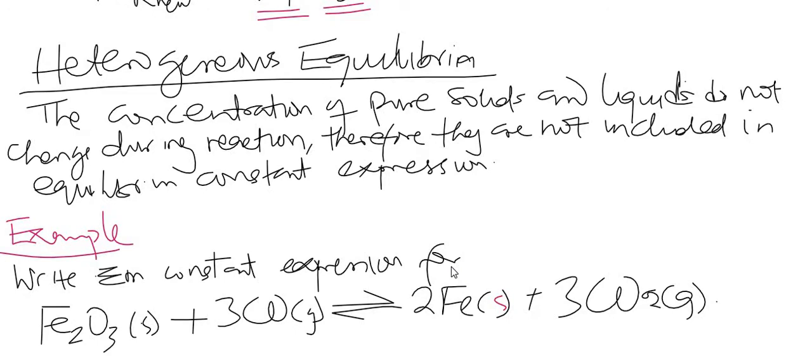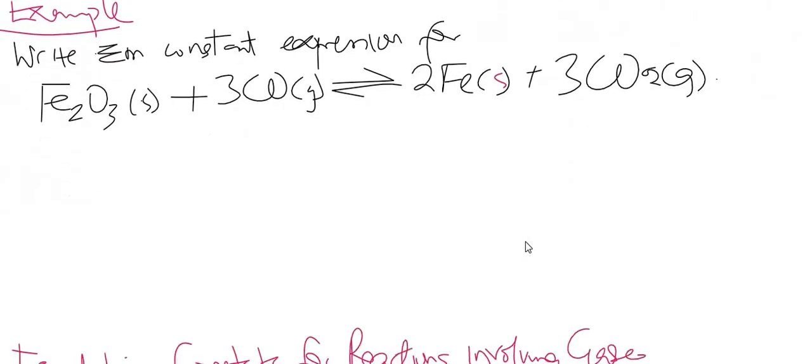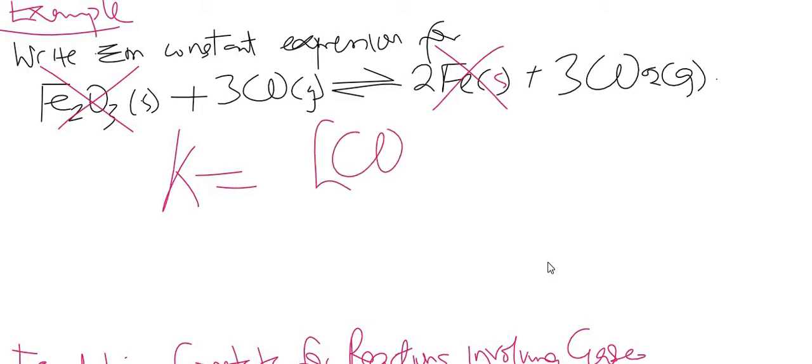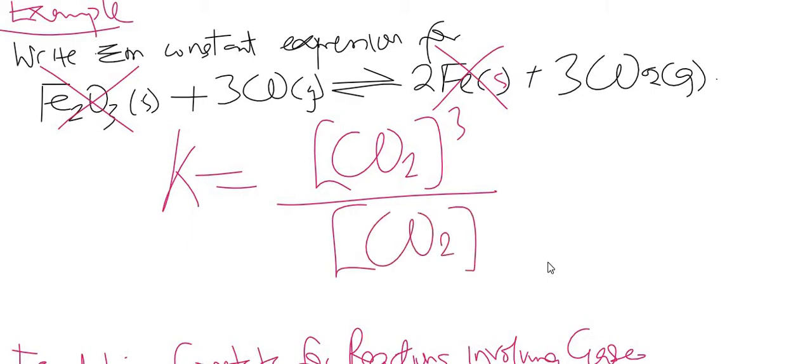For heterogeneous equilibria, the concentrations of pure solids and liquids do not change during the reaction. Therefore, they are not included in the equilibrium constant expression. For example, write the equilibrium constant expression for this equation. From this equation, we see that iron is solid and iron(III) oxide is also solid. We are not going to include these in our equilibrium constant expression. So our K is going to be the concentration of CO2 raised to power 3 divided by the concentration of CO raised to power 3.